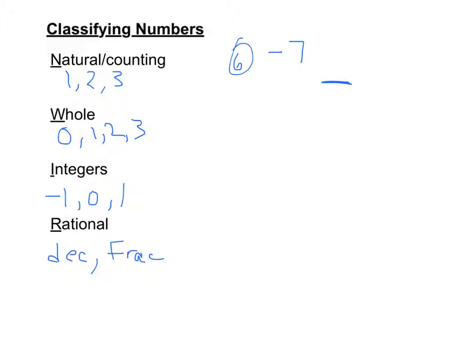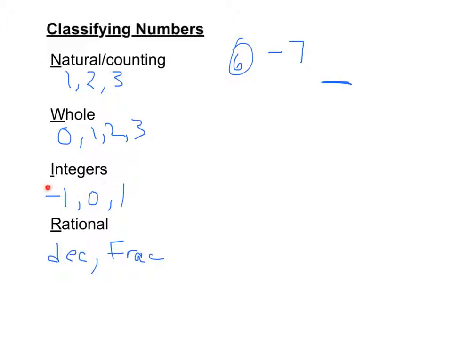So hopefully you've had enough time to push pause and look at it. Once you've looked at this one, you'll notice that when I'm counting, I don't start counting negatives. I don't say -7, -6. I start counting with 1. So negatives don't fall under my natural counting. Likewise, whole numbers include 0 and then my positives, so I don't start counting with -7 in whole numbers either.